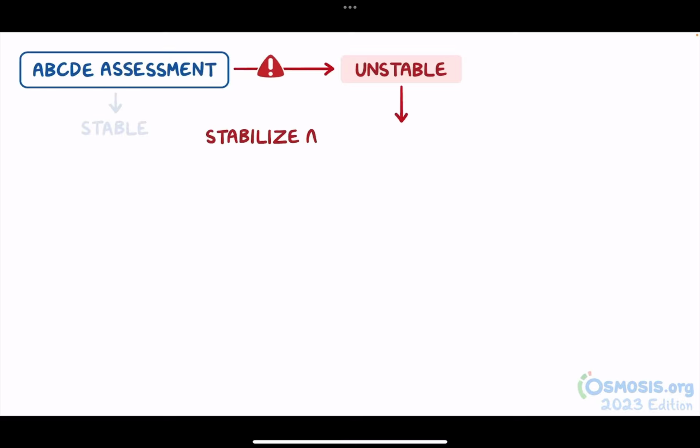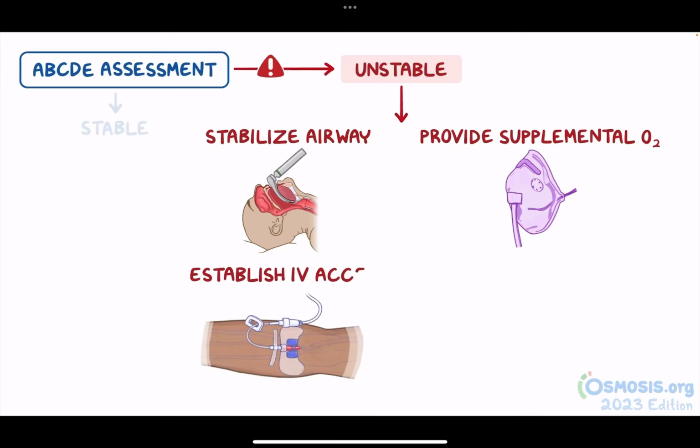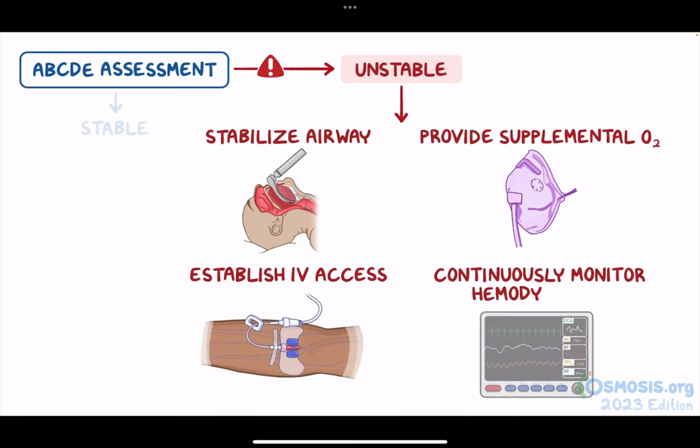The first step in evaluating a patient with abdominal pain is to assess their ABCDE to determine if they are stable or unstable. If the patient is unstable, start acute management before doing any diagnostic workup. This means you might need to stabilize their airway, provide supplemental oxygen, establish IV access, and continuously monitor hemodynamics.